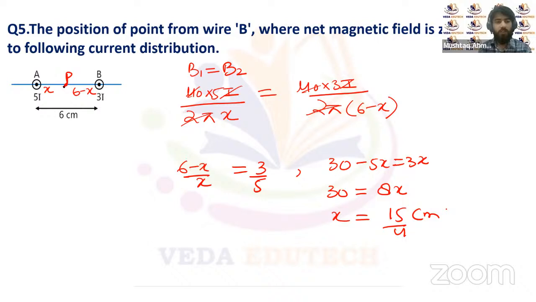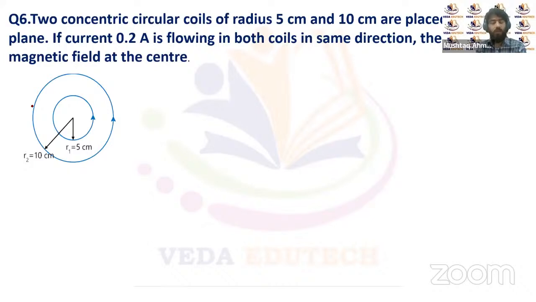So this will be the distance of this point P from this current 5i, at which the net magnetic field because of the two wires will be 0.